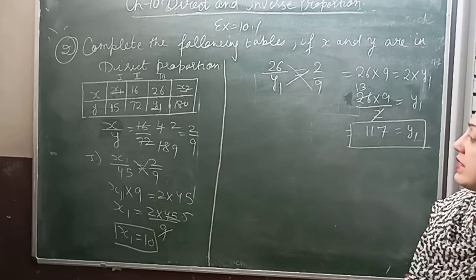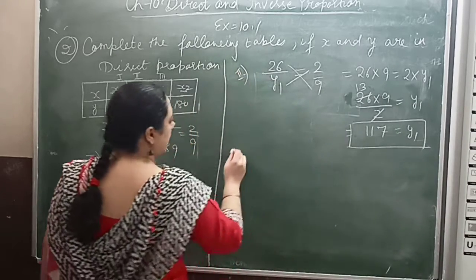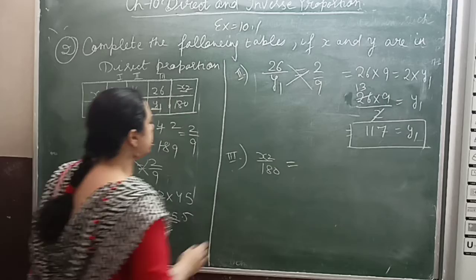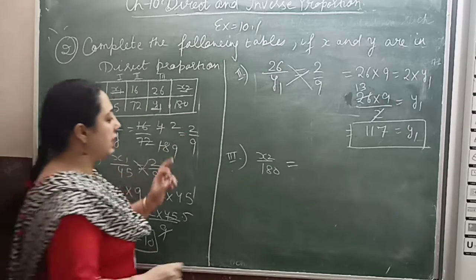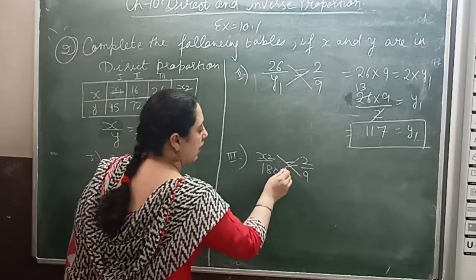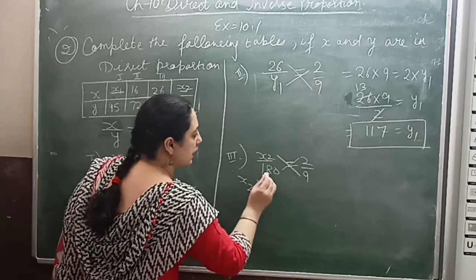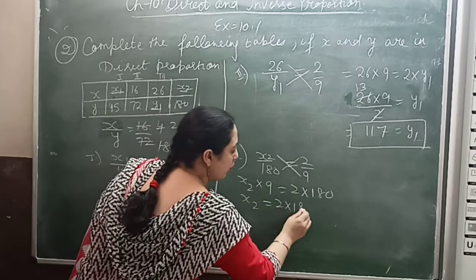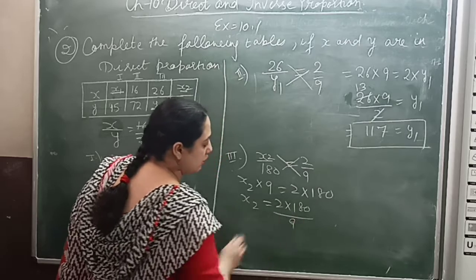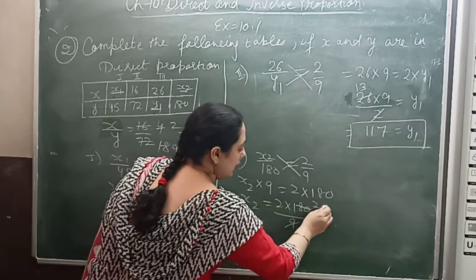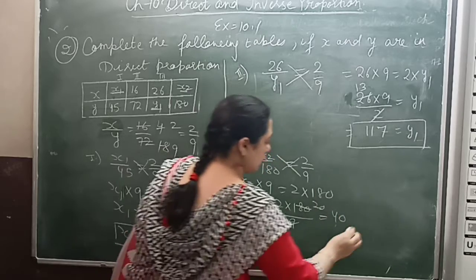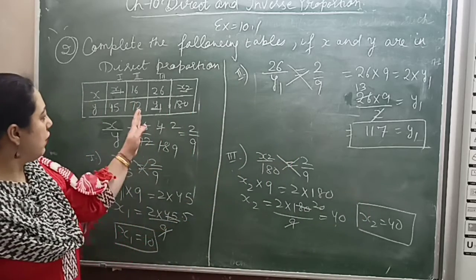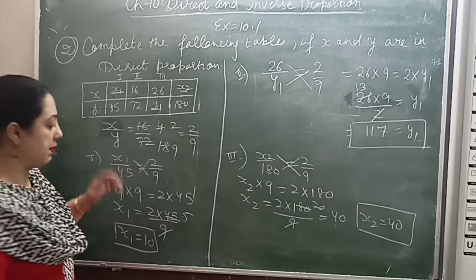Now the third missing value is x2. The third missing value is x2 over 180. It is again equal to the ratio 2 over 9. Again do the cross multiply. x2 into 9 is 2 into 180. So x2 is 2 into 180 over 9. Divide these values: 9 twenties are 180, and 20 into 2, I will get 40. So x2 is 40. By putting these values in the table, you can complete this table.